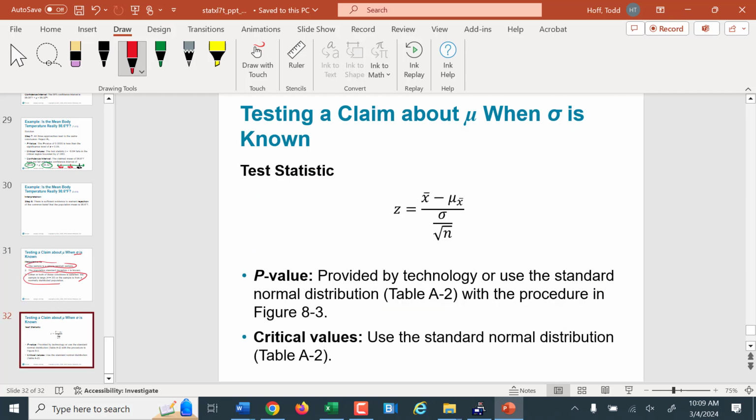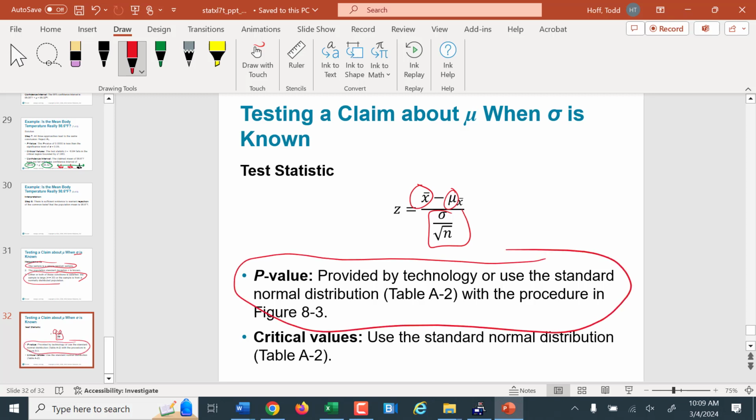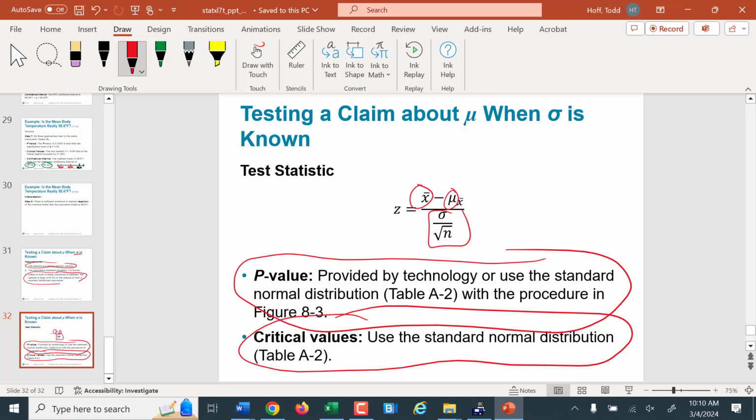And the test statistic is going to be a z statistic instead of a t statistic, but everything else is the same. You can see it is the sample mean minus the mean stated in the null hypothesis, over now the population standard deviation divided by the square root of the sample size. The only difference is that to find the p-value you're going to use a normal probability, and to find the critical value you're going to use an inverse normal. That's the absolute only difference.